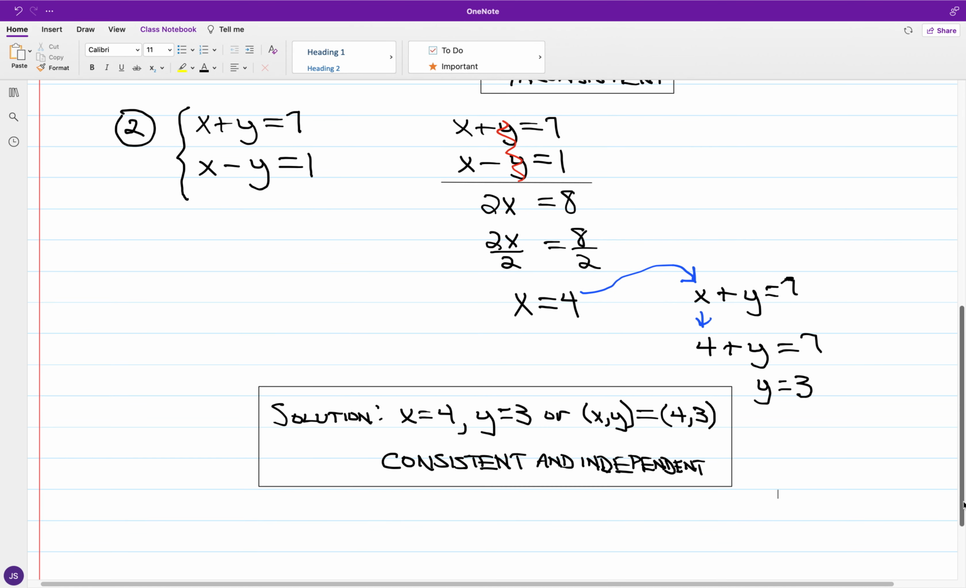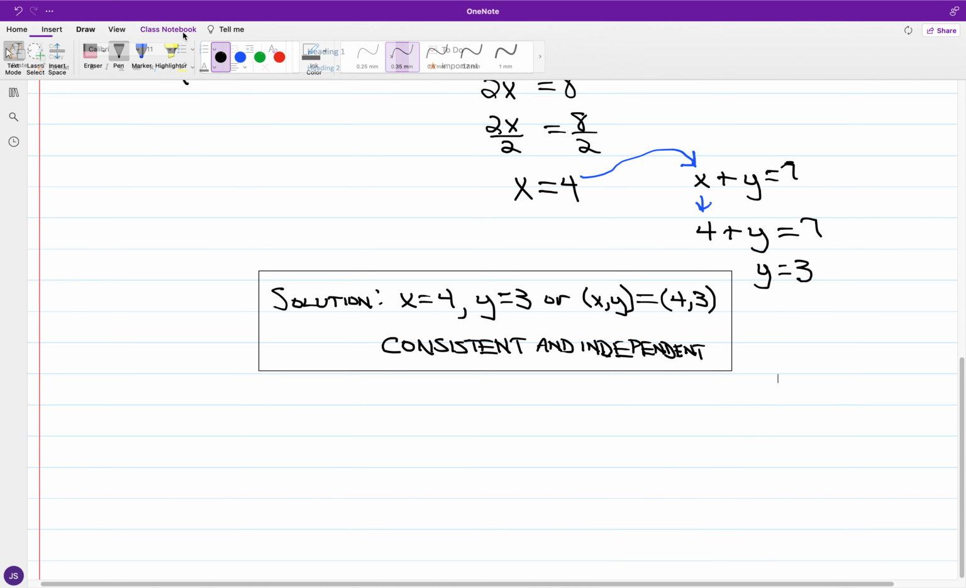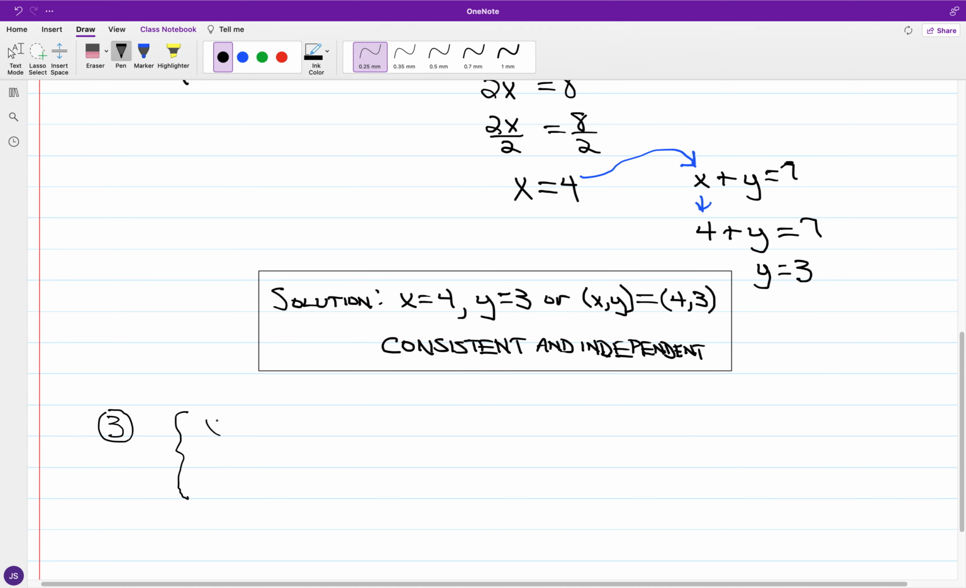Okay, and now another scenario. Say we have a case where we don't have additive inverses in either x or y, but we are still able to set up a system of linear equations. Let's say we have x plus 2y is equal to 7.